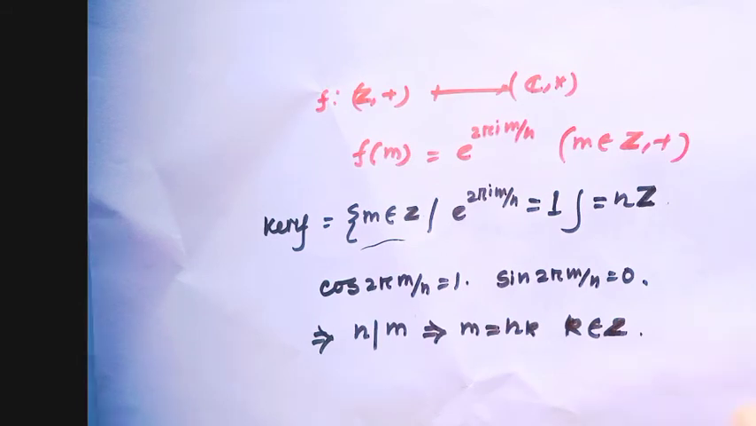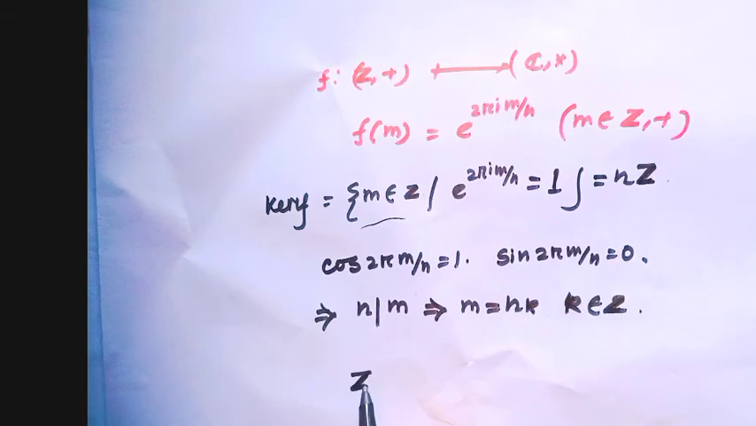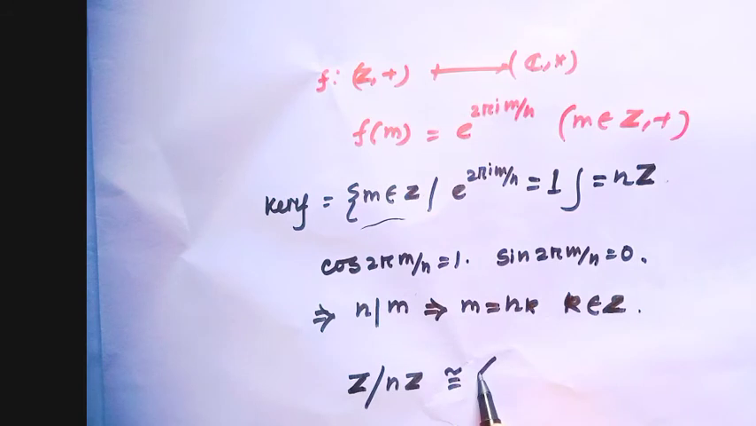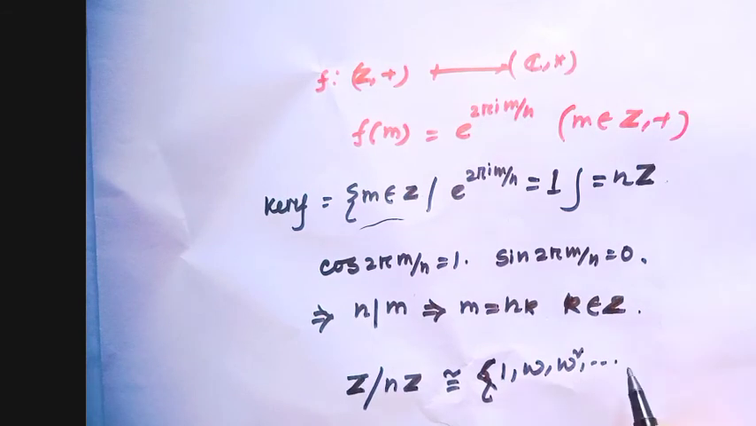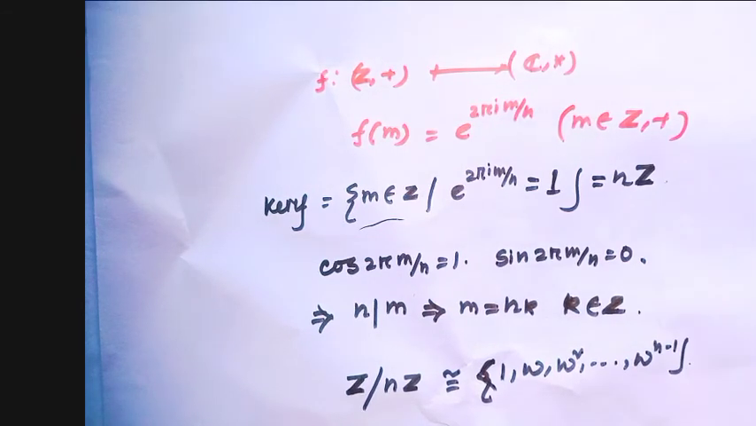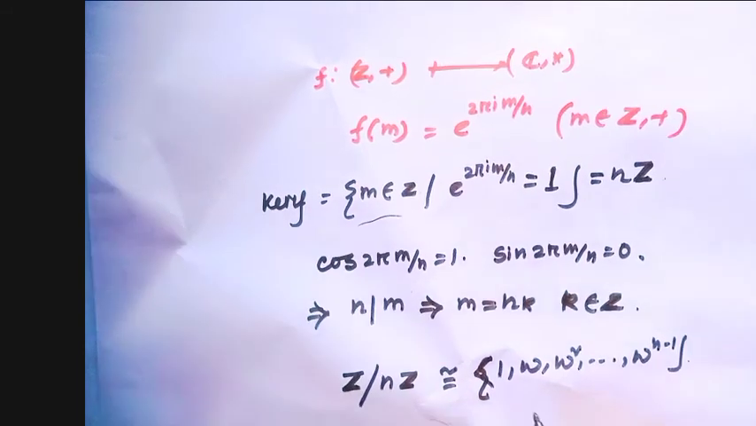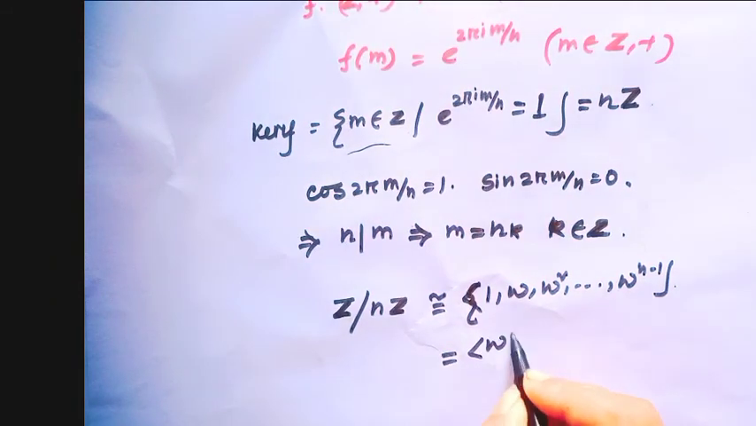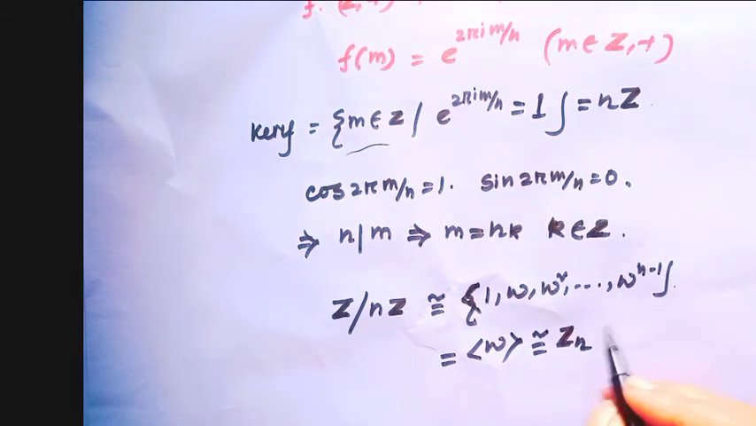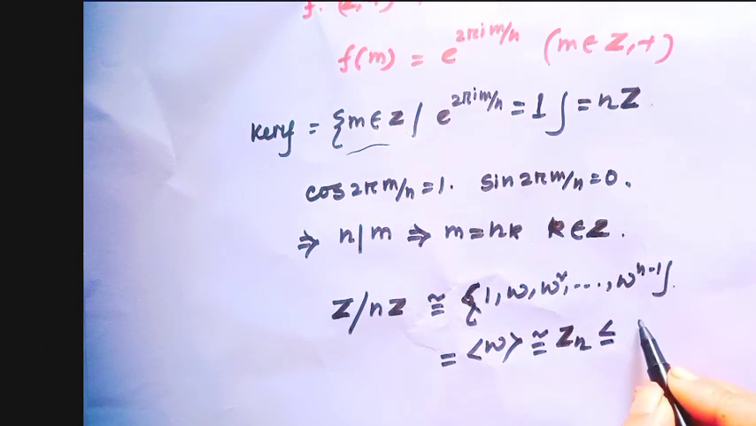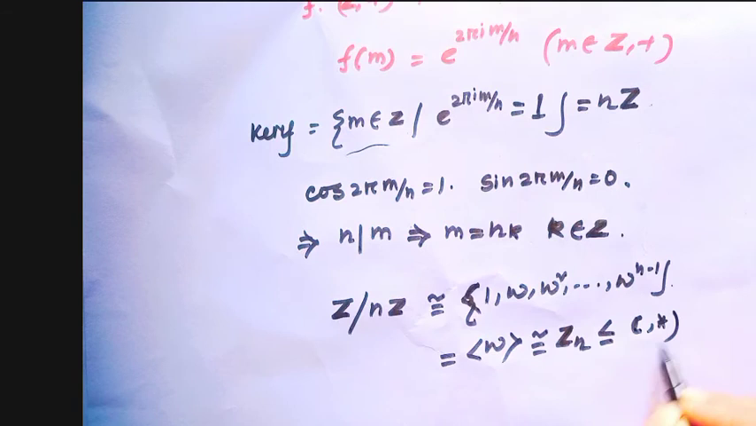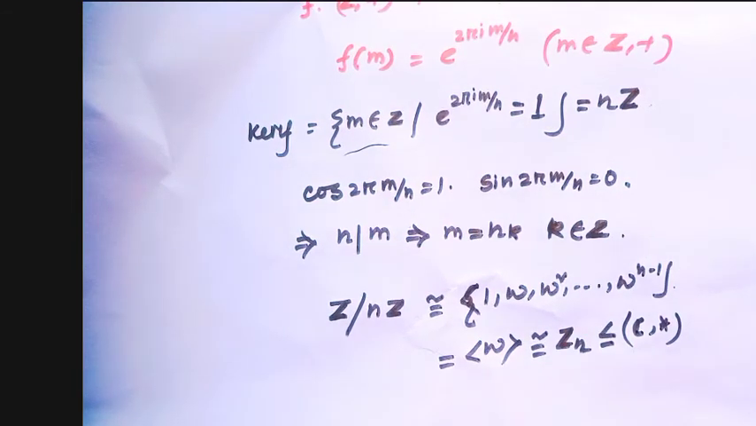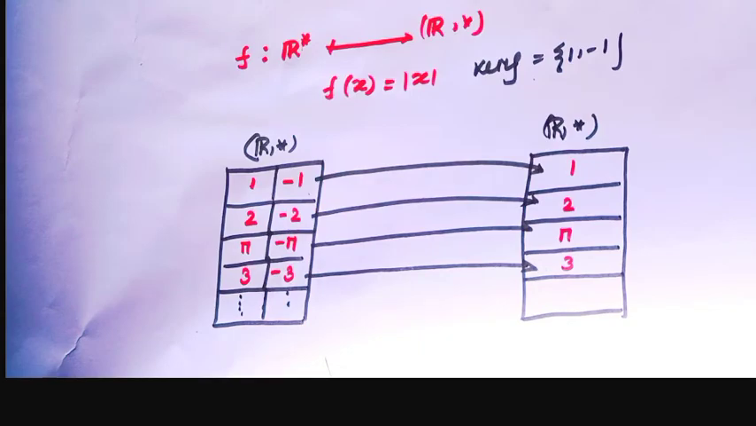So, by the first isomorphism theorem, we can tell Z mod nZ is isomorphic to the subgroup which contains 1, omega, omega square, up to omega to the power n minus 1, and this is actually the cyclic subgroup generated by omega, which is isomorphic to Zn, and this is a subgroup of the non-zero complex numbers under multiplication. Are you getting this mapping? Well, consider another interesting example.